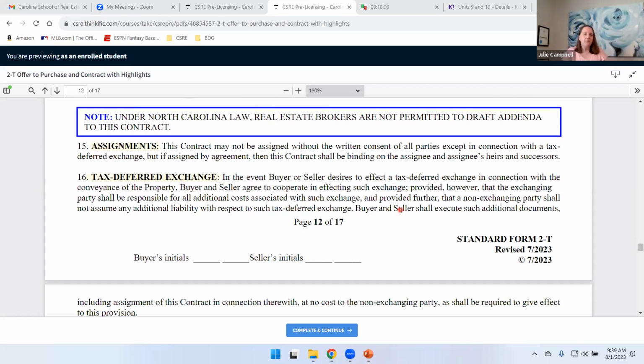With an assignment, all the terms stay the same. The only thing that changes is the name of one of the parties. And whether or not a contract can be assigned has to be spelled out in the contract. So our offer to purchase and contract says it may not be assigned without written consent of all parties. So if everybody agrees to do an assignment, if everybody agrees to change the name, then this contract can be assigned.